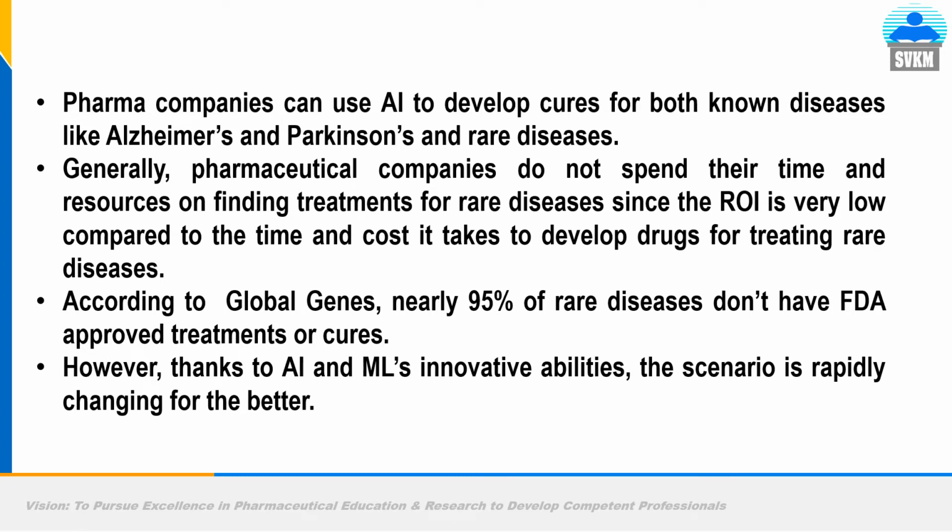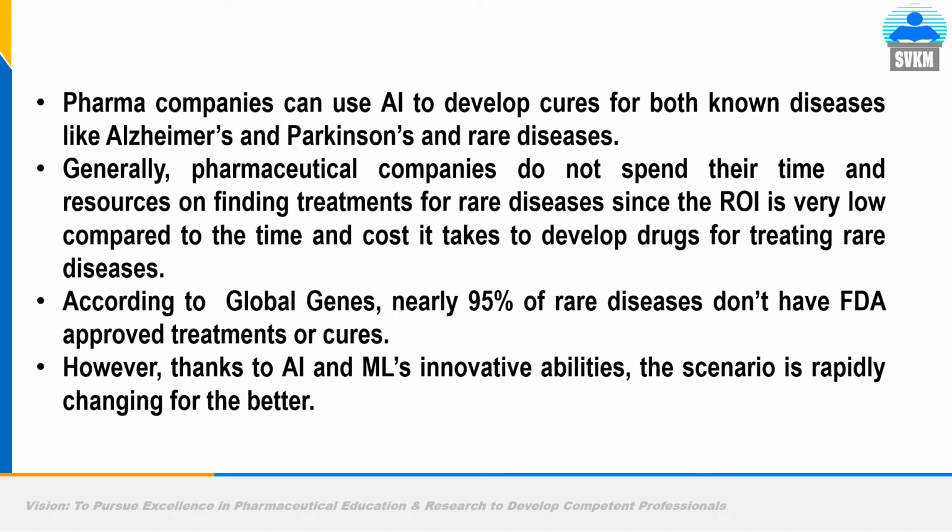Pharma companies can use AI to develop cures for both known diseases like Alzheimer's and Parkinson's disease and rare disorders. Generally, pharmaceutical companies do not spend their time and resources on finding treatments for rare diseases because of the obvious reason, that is, the return on investment is very low compared to the time and cost it takes to develop drugs for treating rare diseases. According to Global Genes, nearly 95% of rare diseases don't have FDA approved treatments or cures.